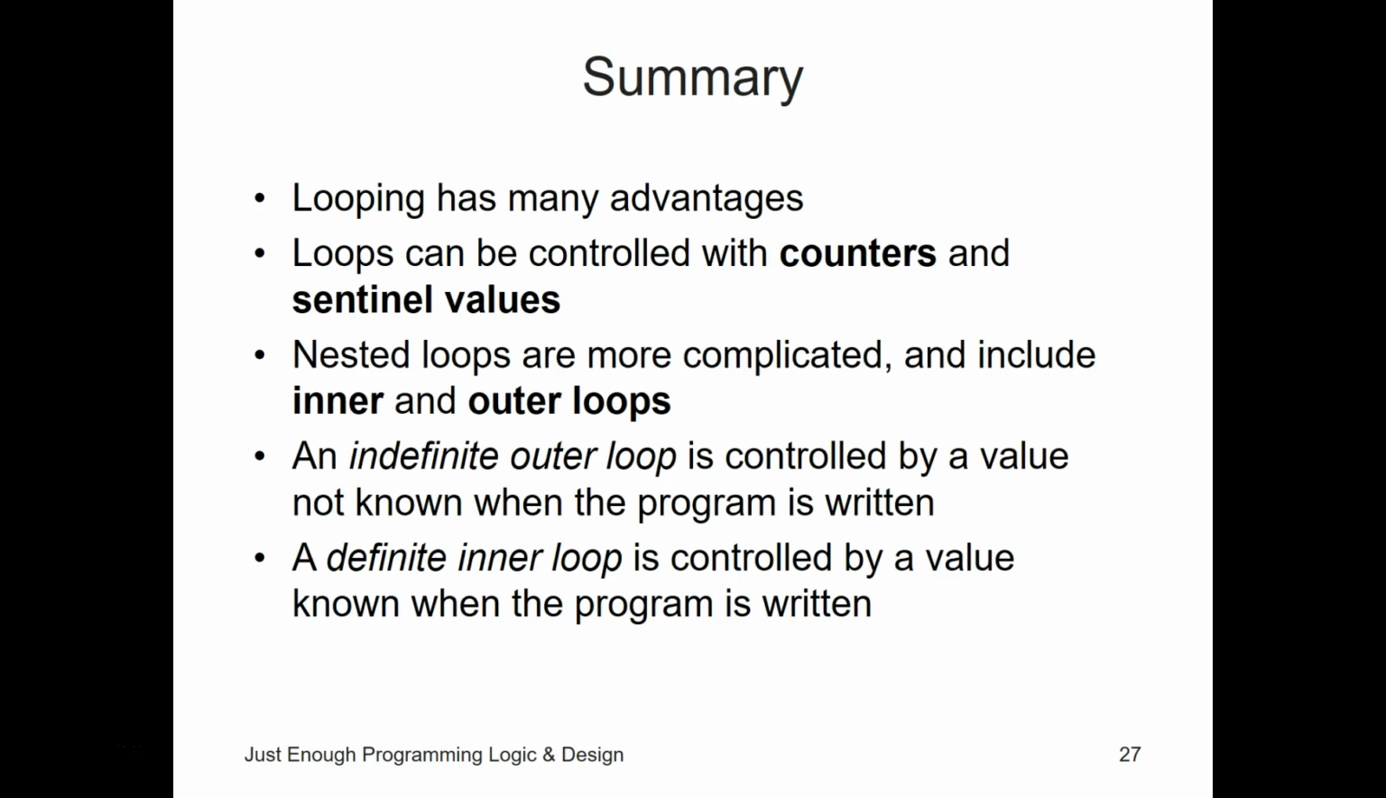A definitive loop means we know how many times it's going to run. An indefinite loop means we don't know how many times it's going to run. It's based on something that's going to change.